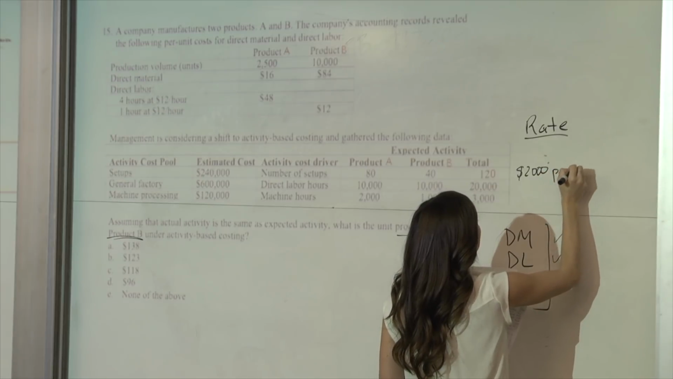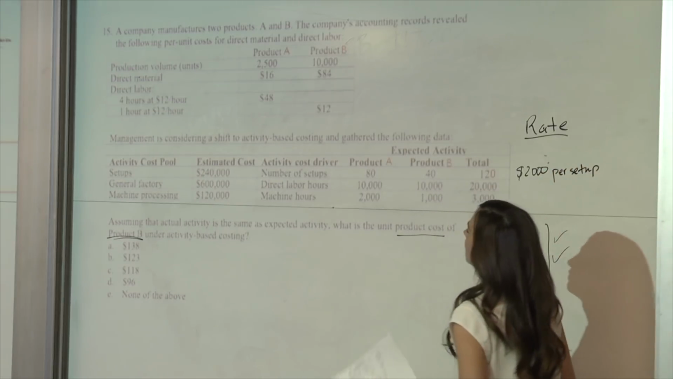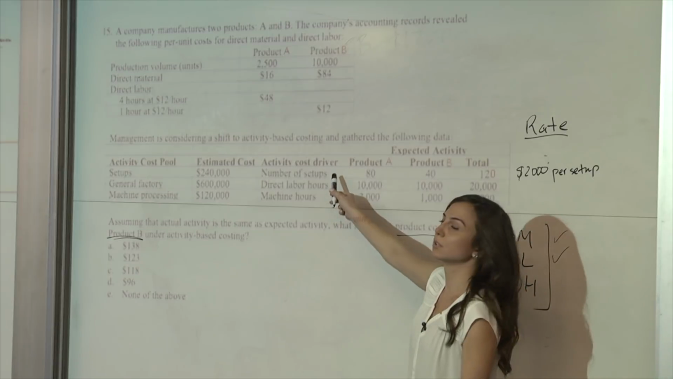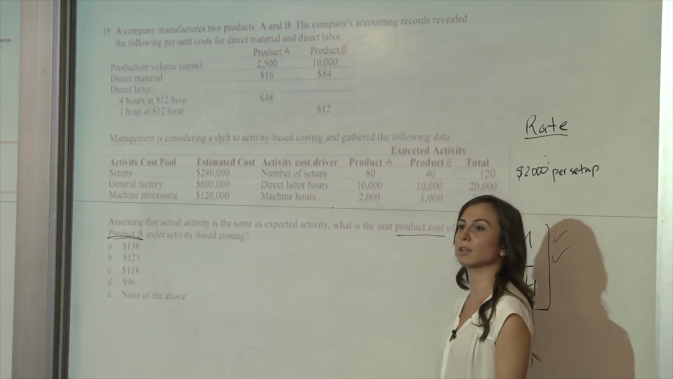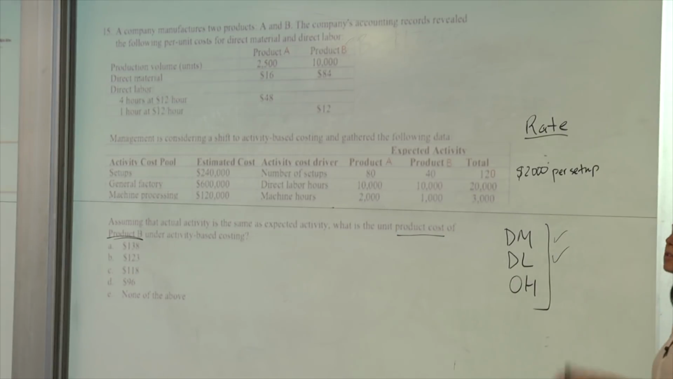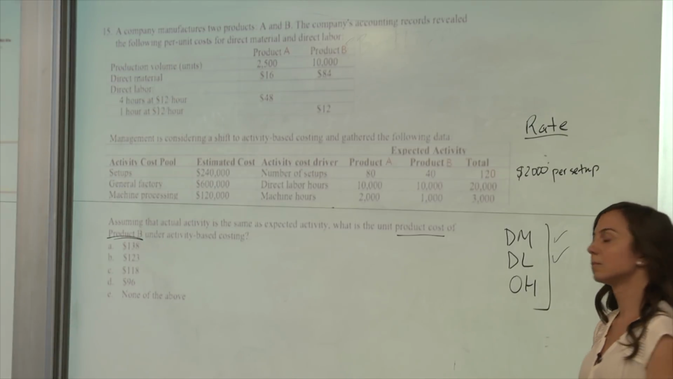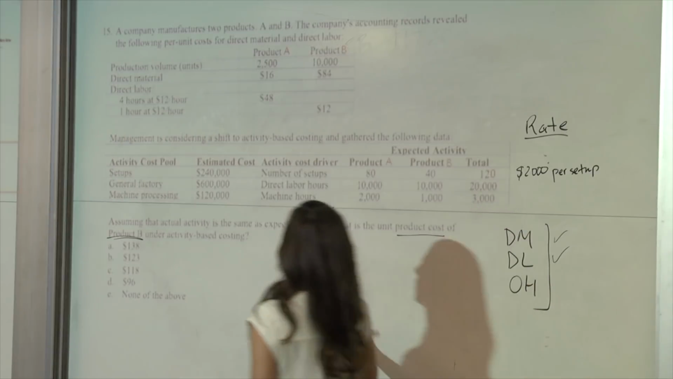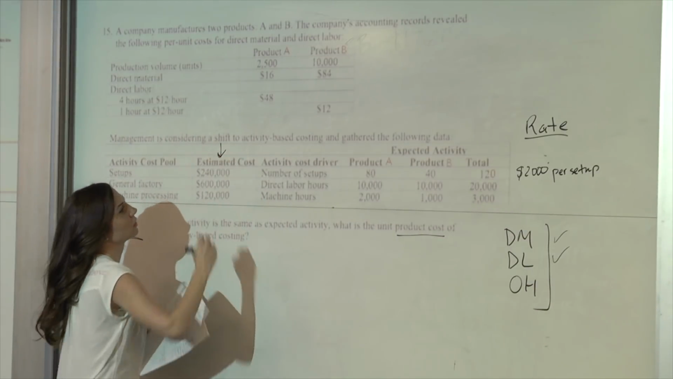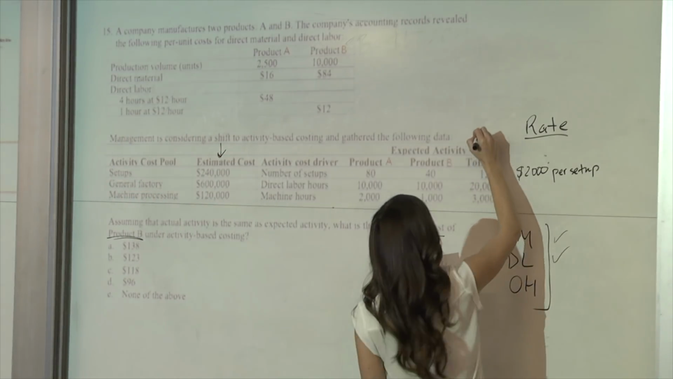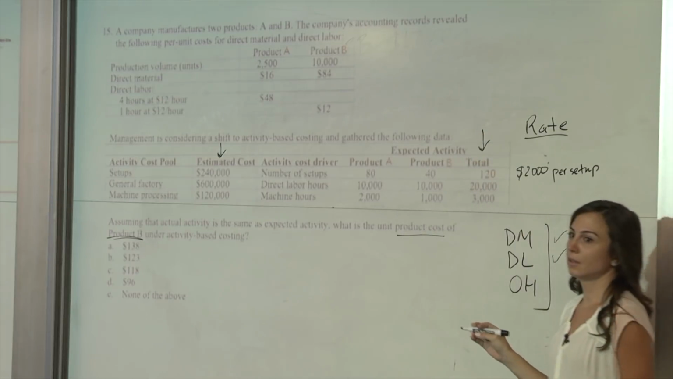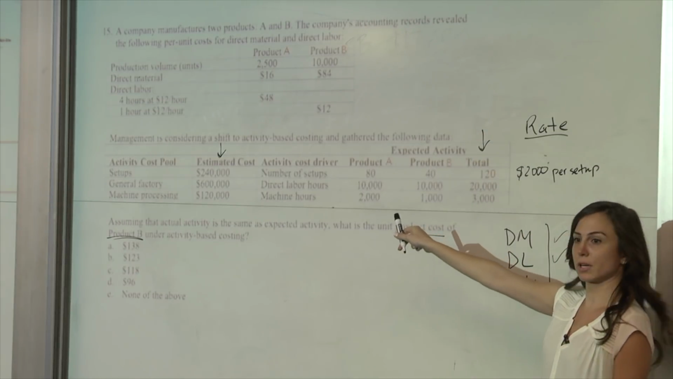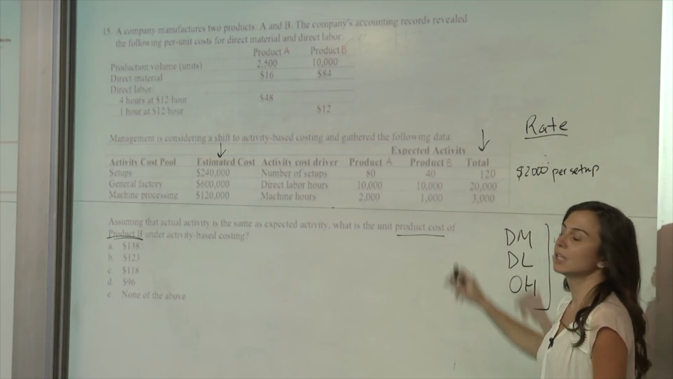2,000, and that's per setup. So this column indicates the driver here, so we know it's going to be per setup. How did you get the 2,000? You divided what by what? I divided the estimated cost divided by the estimated total activity. So that's 240,000 divided by 120.